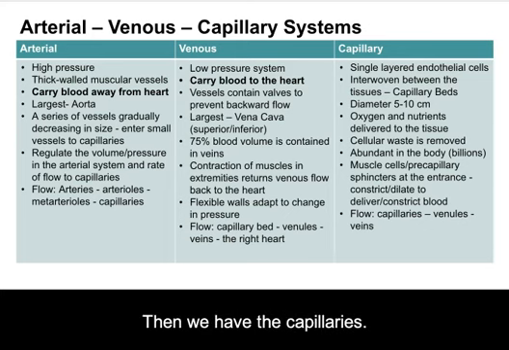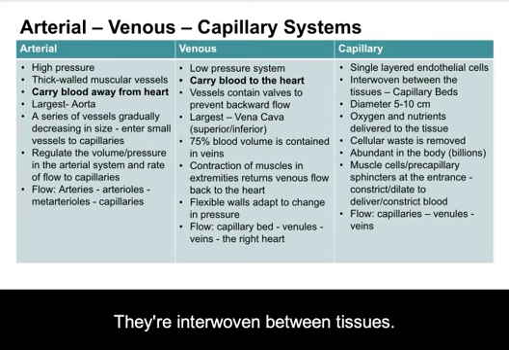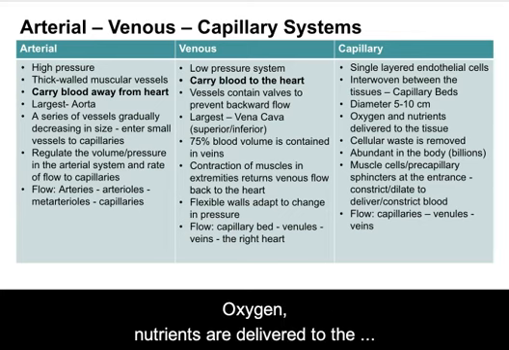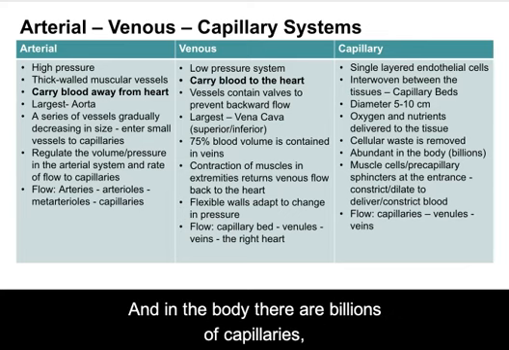Then we have the capillaries. They're single-layered endothelial cells. They're interwoven between tissues. Capillary beds, the diameter is about 5 to 10 centimeters. And oxygen, nutrients are delivered to the tissues at the capillary level. Cellular waste is removed. They're abundant, and in the body, there are billions of capillaries.